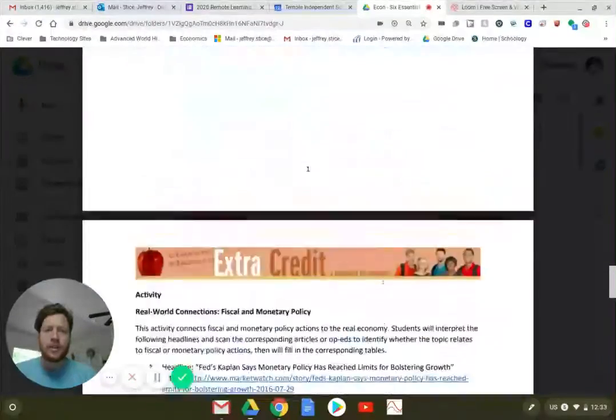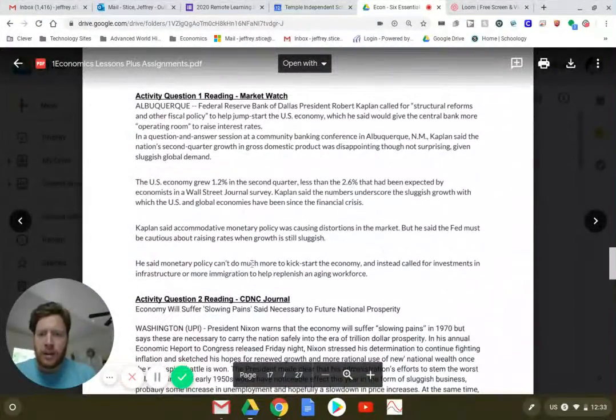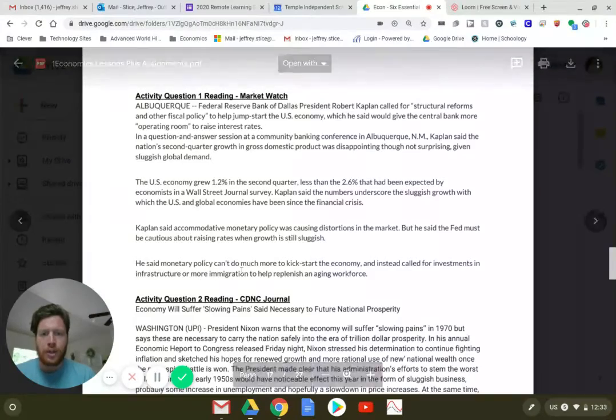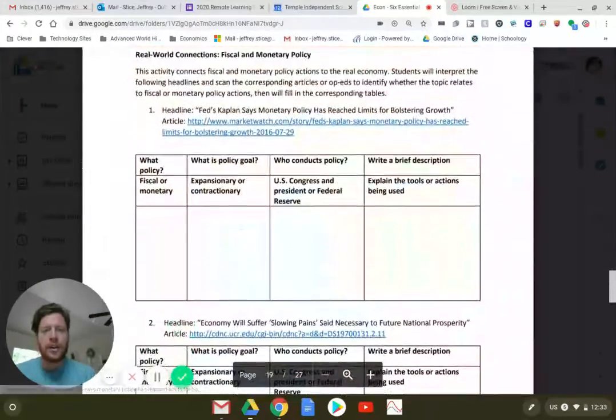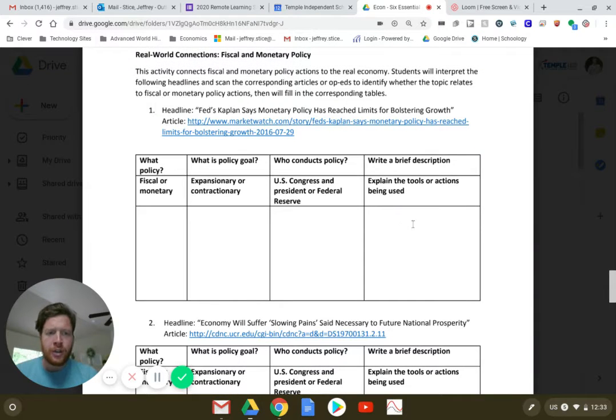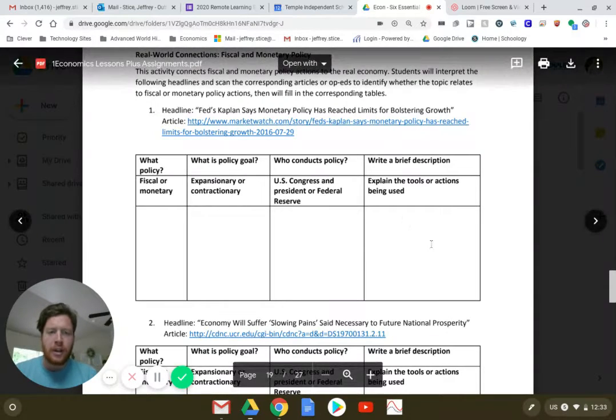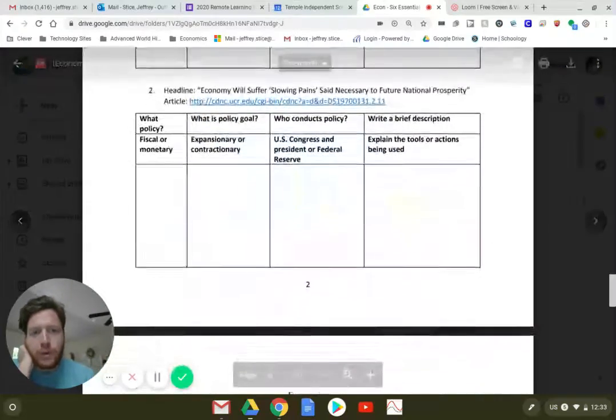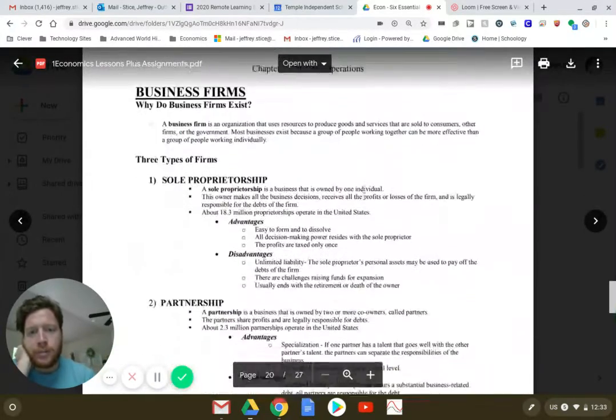He calls for a stimulus package, investments in infrastructure, or more immigration to help replenish the aging workforce. So he says tools like allowing more immigration or investments in infrastructure could help replenish the aging workforce. So you just do the same for the second article.